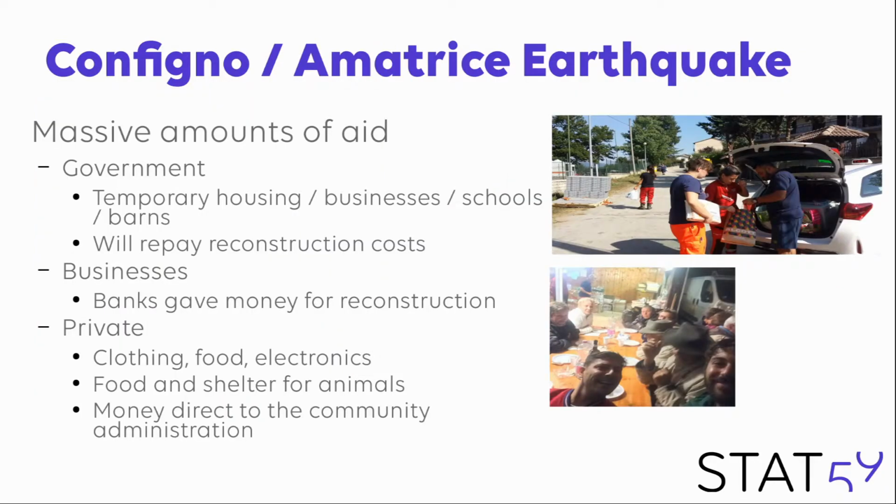What happened during the Confignano Amatrice earthquake? Following the earthquake, there was a massive amount of aid. There was government aid in the form of temporary housing for businesses, schools, and even animals, and an offer to repay reconstruction costs. Banks gave businesses money for reconstruction, and there was a massive outpouring of private donations, both nationally and internationally, of clothing, food, electronics, food and shelter for animals, and money which went directly to the community administration.